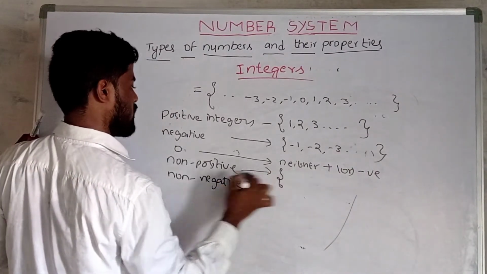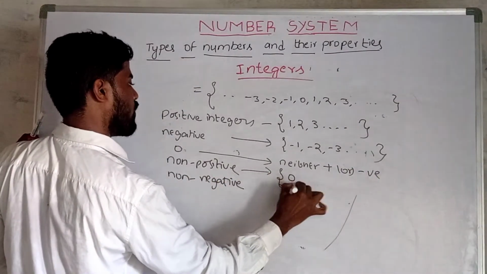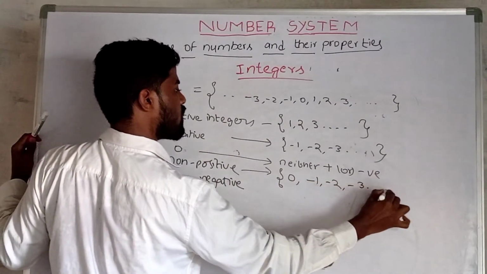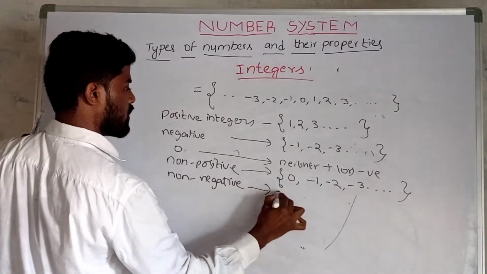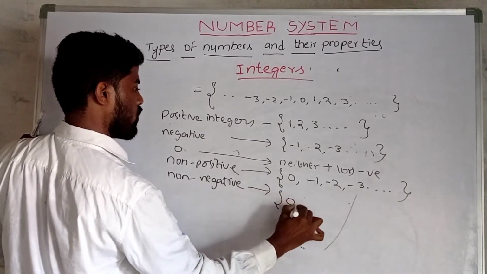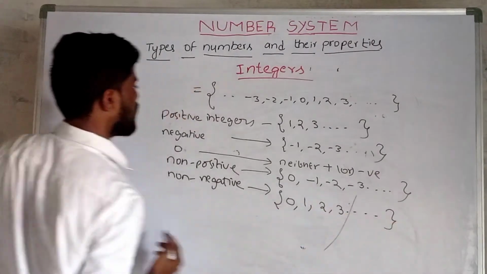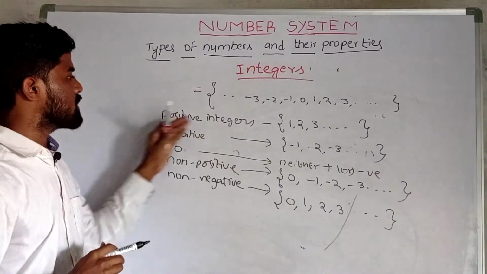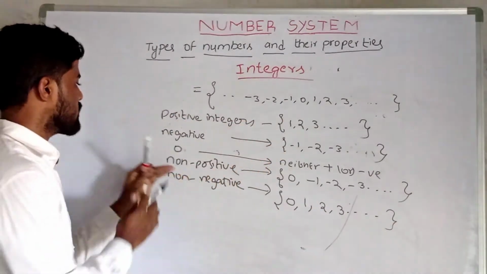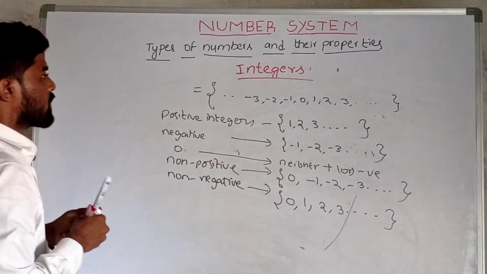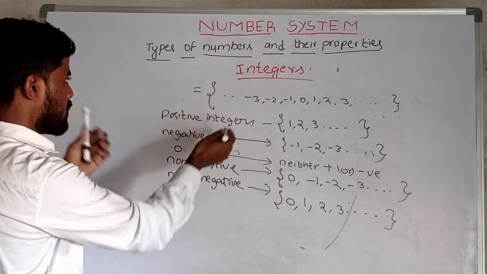Non-positive integers include 0, -1, -2, -3 and so on. Non-negative integers includes 0, 1, 2, 3 and so on. Here positive and negative integers doesn't include 0, whereas non-positive and non-negative integers includes 0. We will solve one question related to this topic.